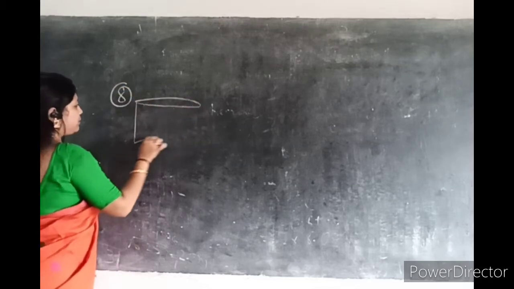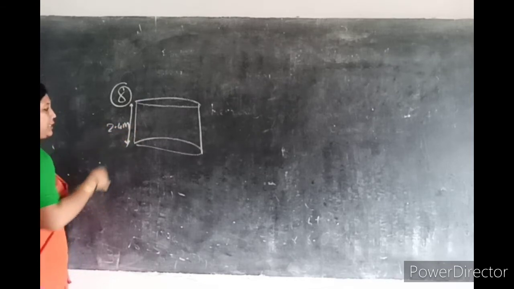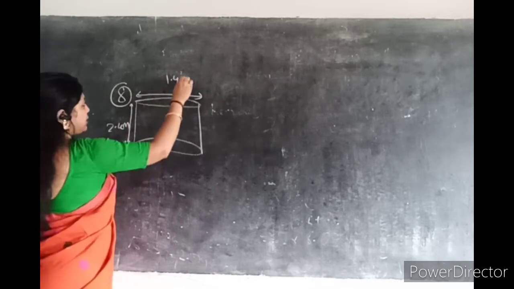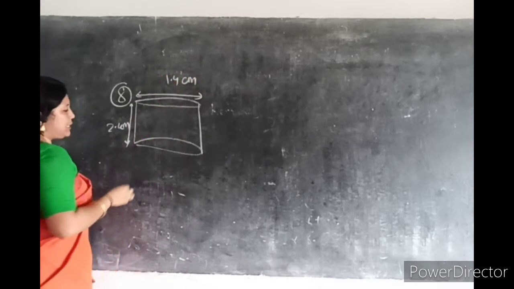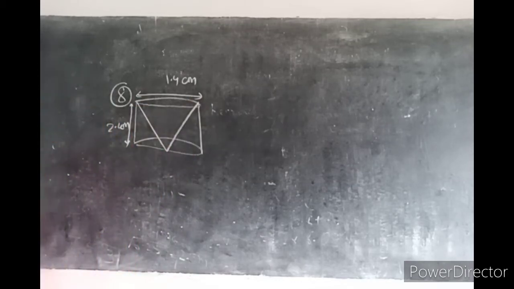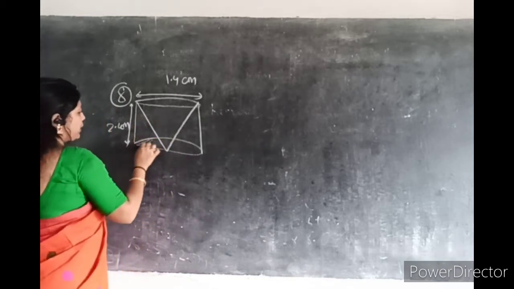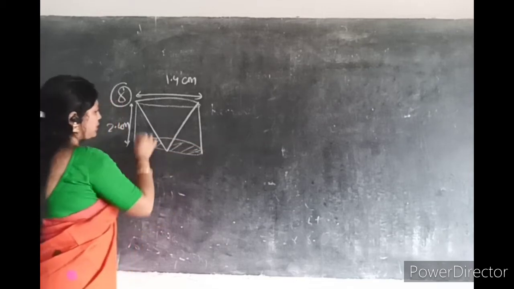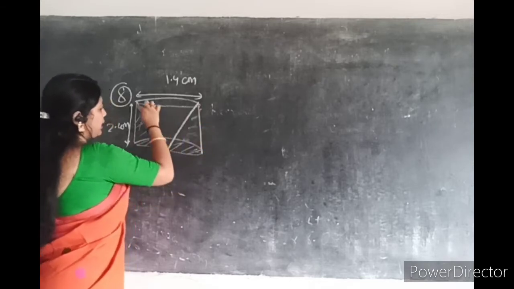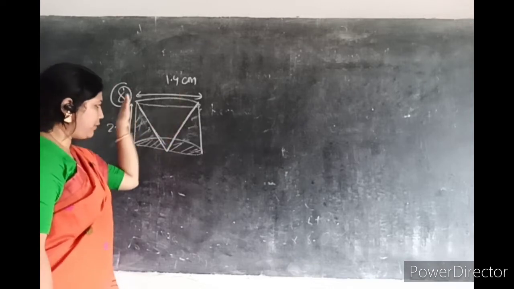So you have a cylinder whose dimensions are given. The height is 2.4 cm, the diameter is 1.4 cm. From here, the cone of the same height and same diameter is being hollowed out. That is the data. So you are asked to find the surface area of the remaining solid. The remaining solid will be the area of the base plus the curved part of the cylinder and the curved part of the cone.